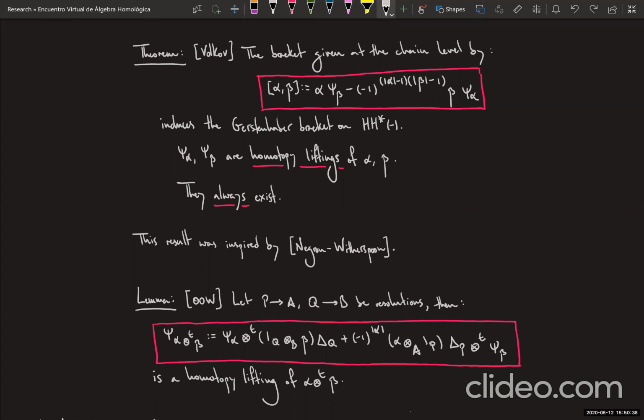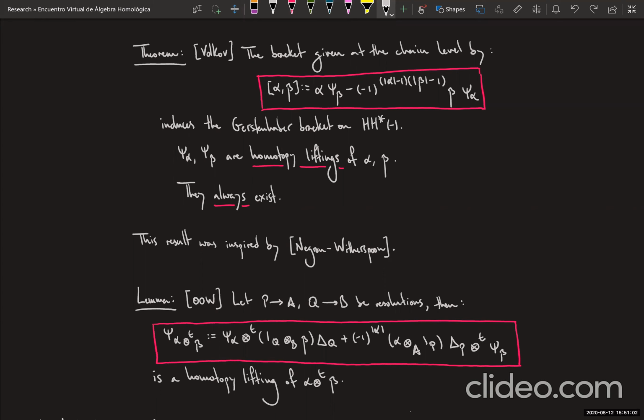Given homotopy liftings of alpha and beta, we are able to give an explicit homotopy lifting of the twisted tensor product. And this allows explicit computations, which again is something extremely rare in the world of Gerstenhaber algebras, which are extremely difficult to compute.